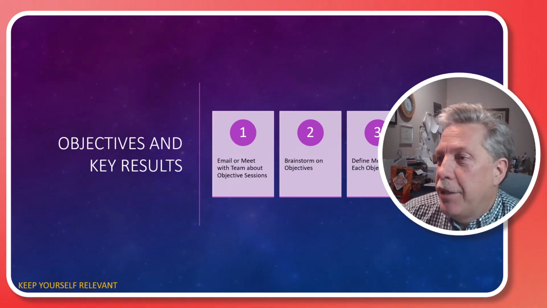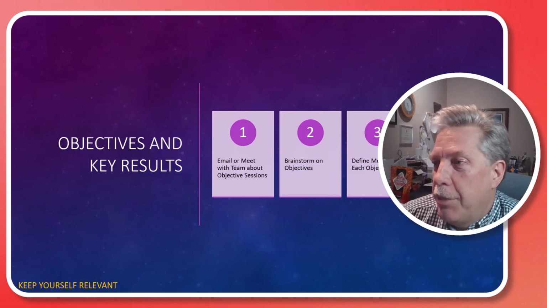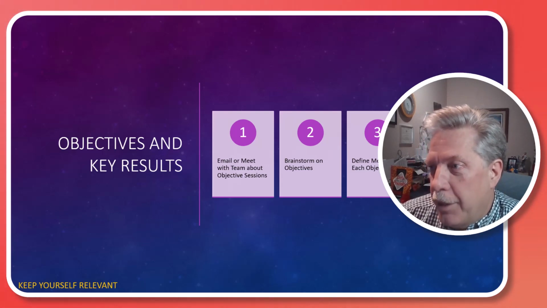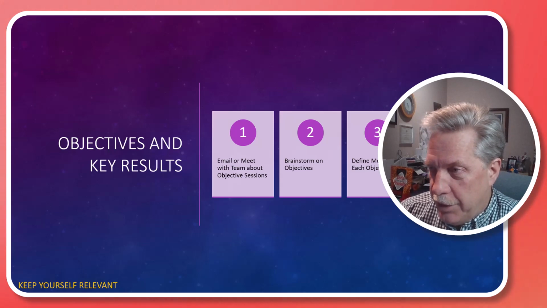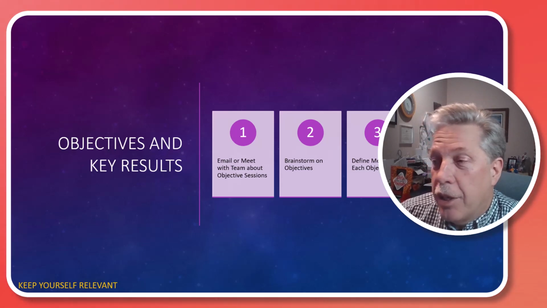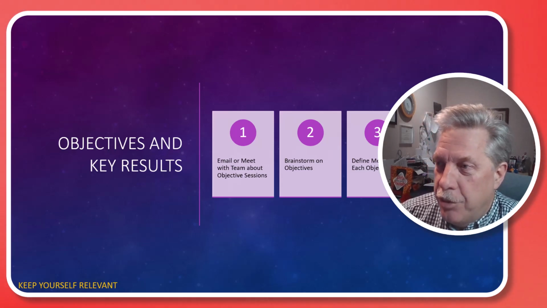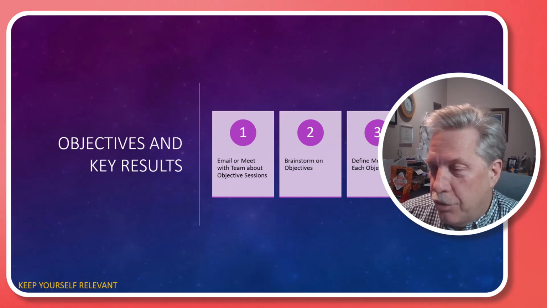So the first thing that I did was to email my team about the objective session that I was going to be setting up. You could also meet with your team if you wanted to do that. My team's a remote team, so I just sent an email and then we met through a Teams activity.